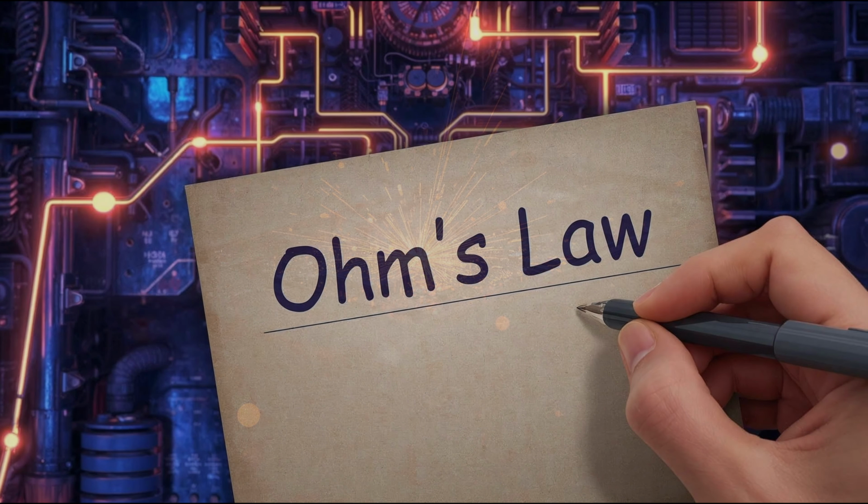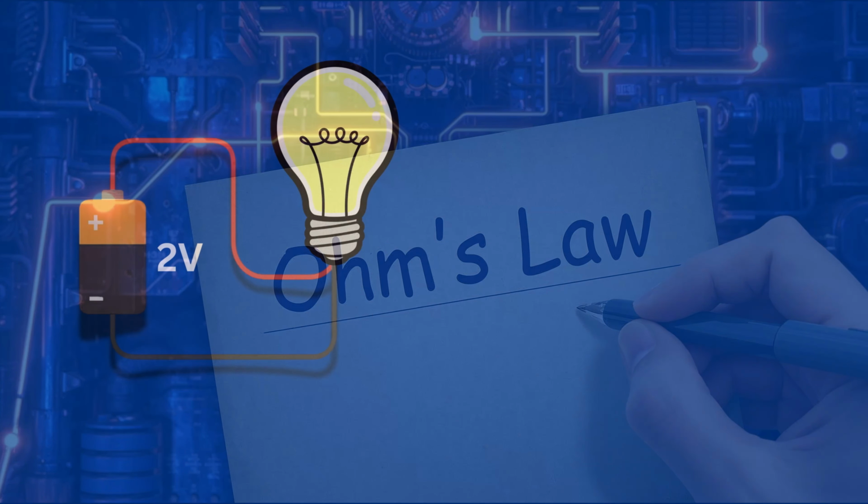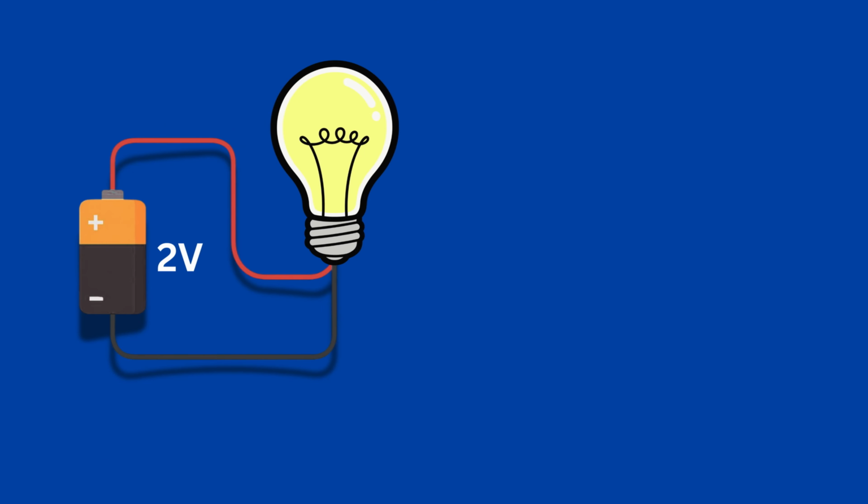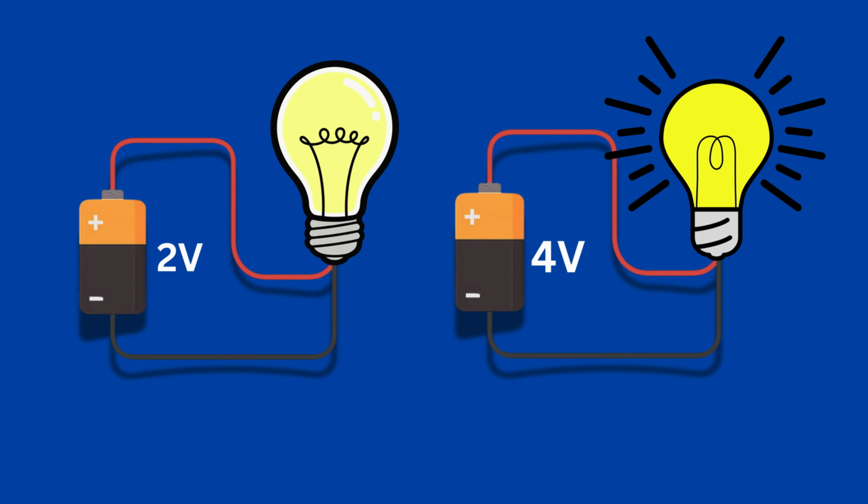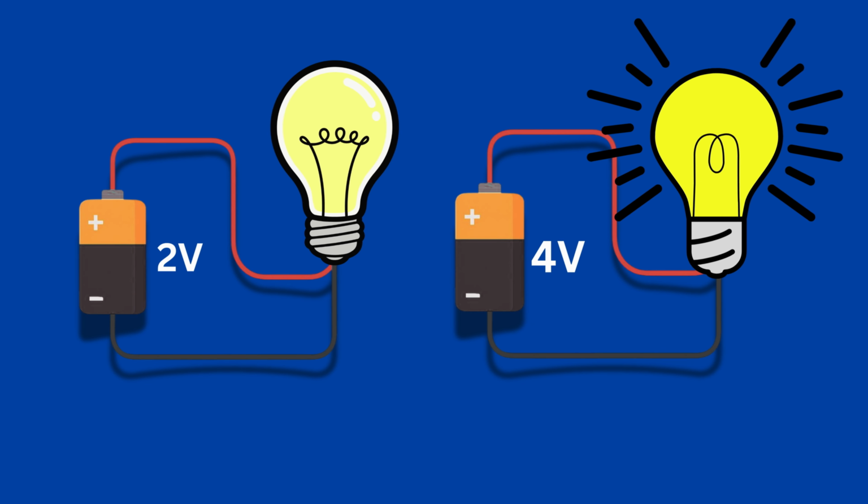This is Ohm's law. Let me teach you Ohm's law in just a few seconds with a simple story. A scientist named George Ohm did a basic experiment. He connected a 2-volt battery to a bulb and the bulb started glowing. Then he increased the battery to 4 volts and the bulb glowed brighter. More glow means more current.